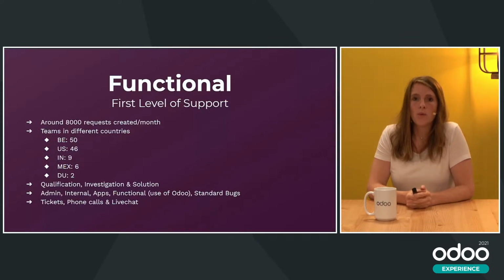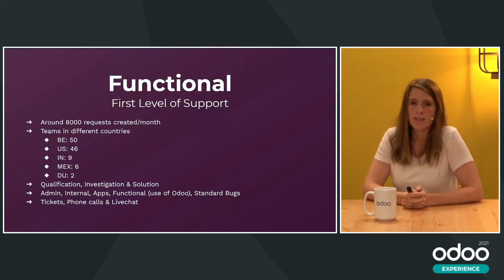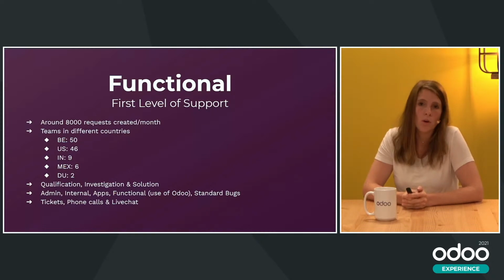Then we have our first stage for our project help. So first we have the functional stage, which is the first level of support. This is where all the tickets are created. And to give you an idea, we receive around 8,000 tickets per month, more or less. Sometimes we have more, sometimes we have less. And we have a lot of teams all around the world.